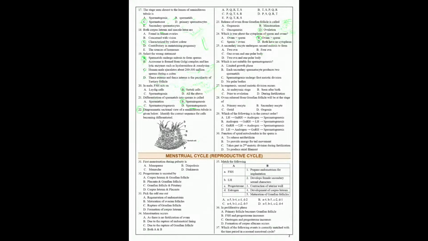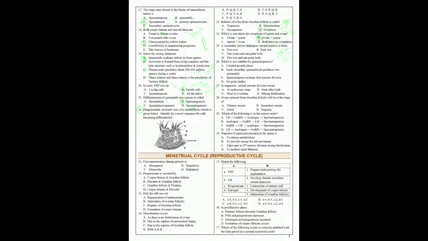Now, because the ovum is big and the sperm is the smaller one, obviously the cytoplasm content will be small, I mean, little only. And this is the sperm and ovum. All right. Okay. Now, the secondary oocyte undergoes second meiosis to form what?